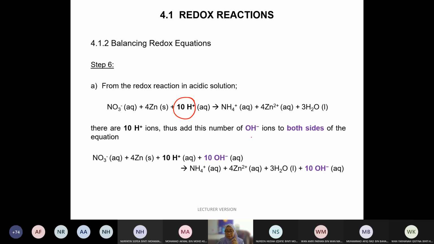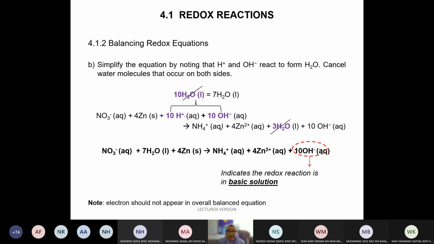But we are going to add in on both sides. Jangan tambah sebelah je, kita kena tambah dua-dua. Bila you buat editing ataupun alteration, you kena consider on both sides. You have to add in the same coefficient that we have for H plus just now. So 10 OH minus dekat reactant side, 10 OH minus dekat product side. Okay, ini kalau basic ya. Alright, so you tambah.